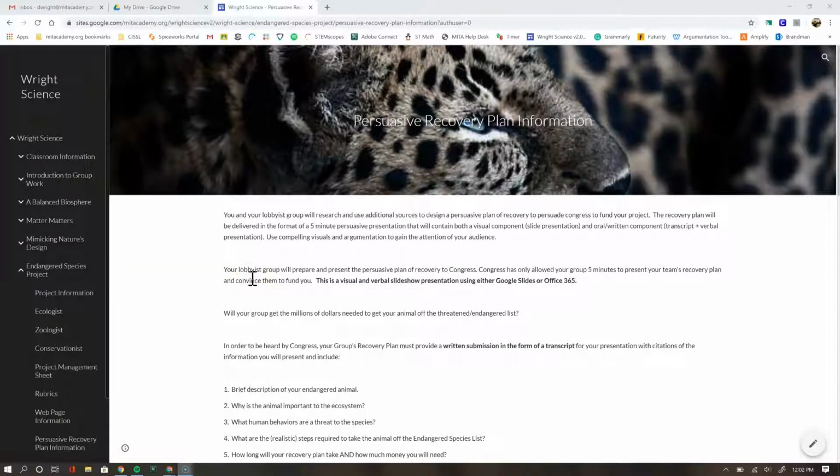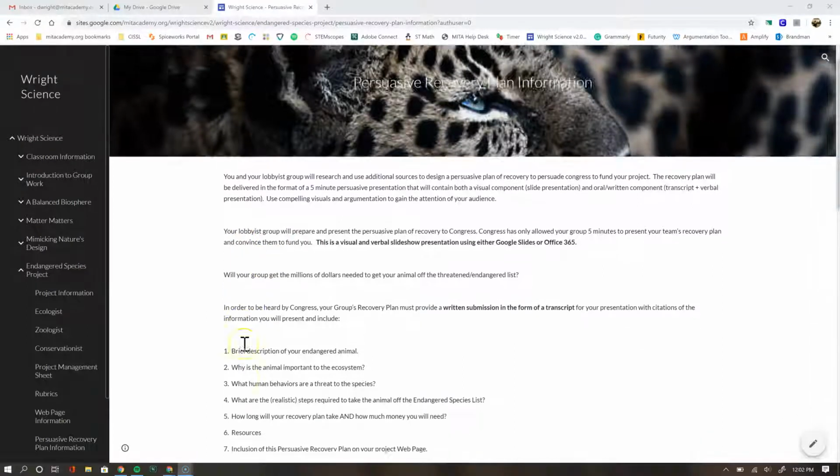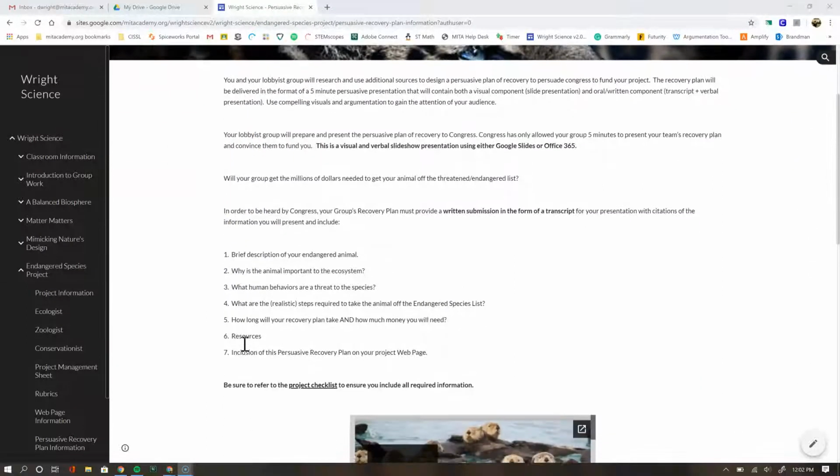As you are working on your project webpage, it would also be a good idea to start thinking about the Persuasive Recovery Plan. This is a plan seeking to gain money from Congress to help you implement a plan that will remove your endangered species from the endangered species list. Below are some components that are critical.